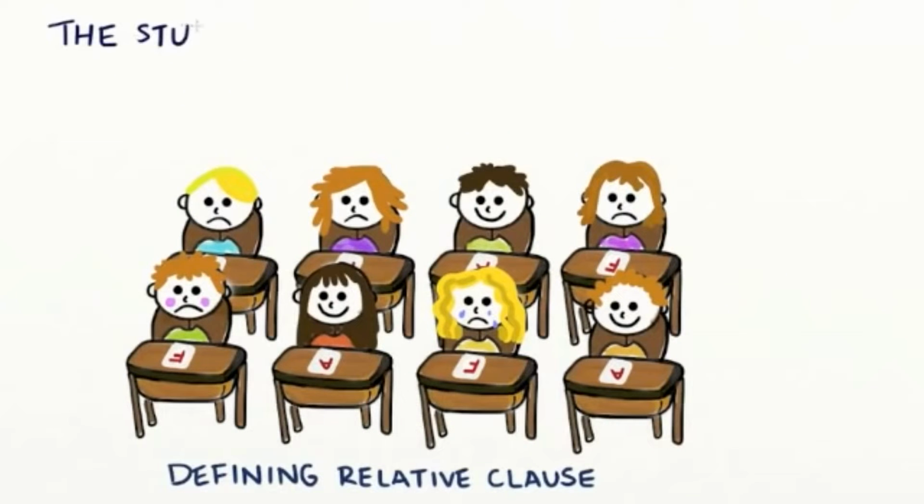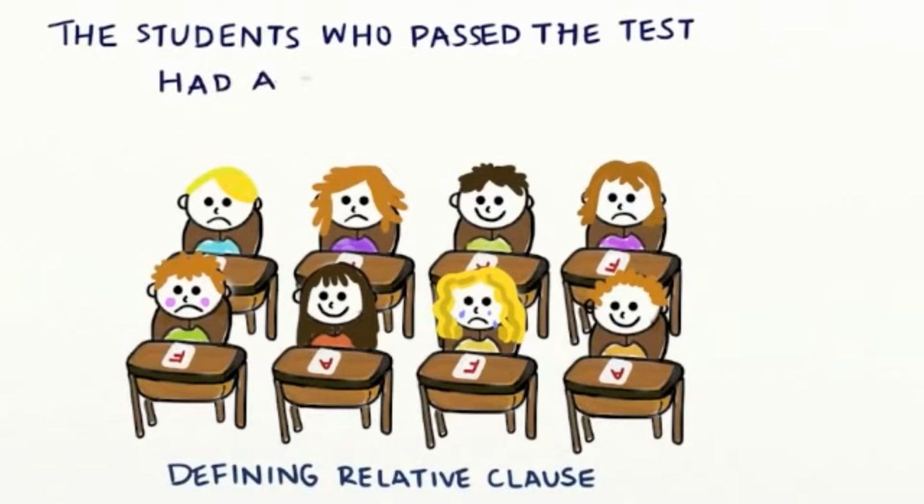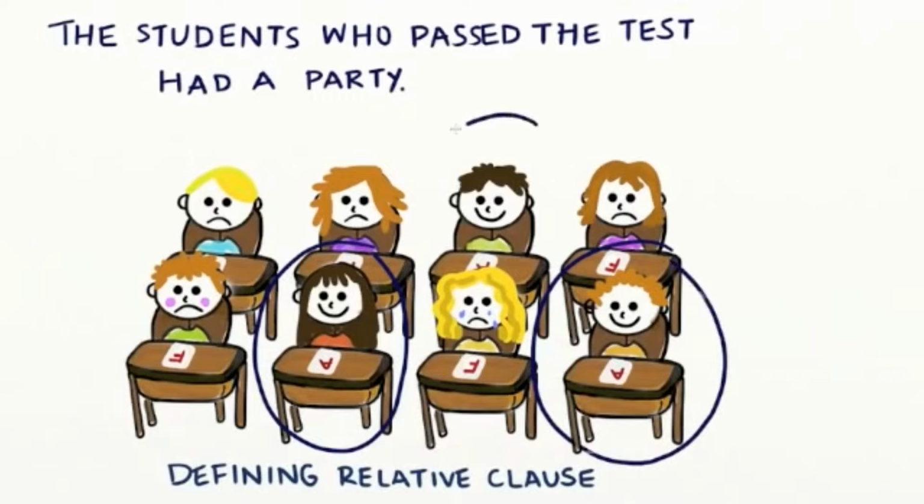Notice the difference in this defining relative clause. Here we don't use commas. The students who passed the test had a party. This means that not every student passed the test, and only the students who passed were the students who had a party.